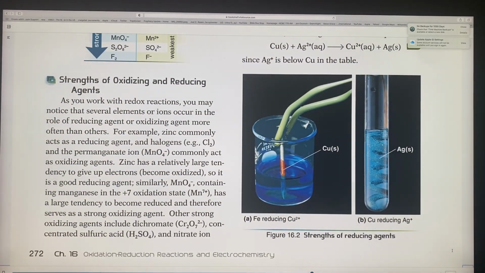Strengths of oxidizing and reducing agents. So let's talk about the strengths.